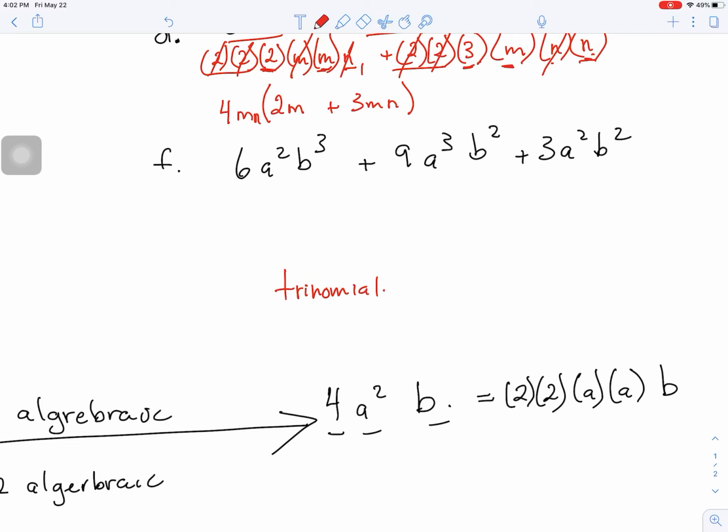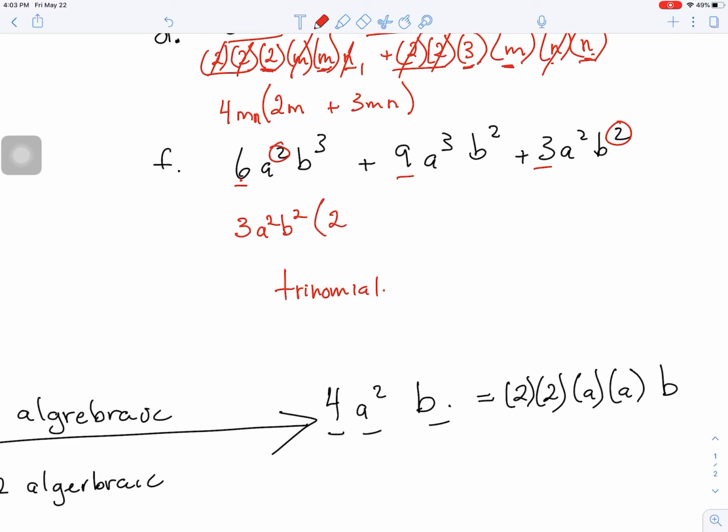Well, let's try to do this without having to pull it all apart. If we go look at our lowest amounts, for a, the lowest amount we have is squared. So we can pull a squared out. The lowest factor that we have of these is 3. So we know we can pull 3 out. And then the b, the lowest that we have is squared. So we can pull b squared out.